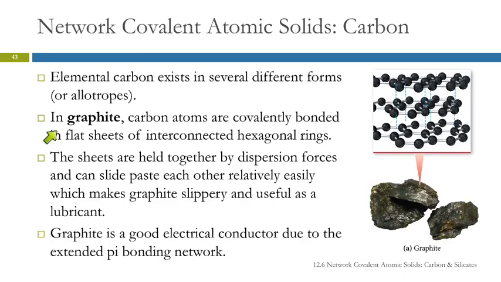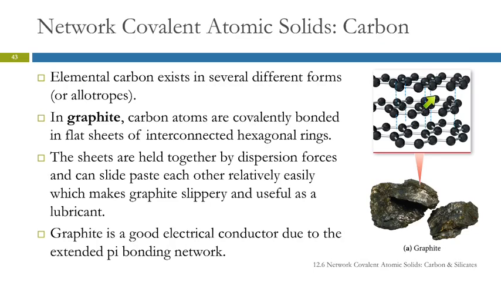So graphite is one. Here's a diagram of the graphite structure, and here are pictures of naturally occurring graphite. Graphite is the stuff that's in your pencil lead, by the way. In graphite, the carbon atoms are covalently bonded to each other in flat sheets containing interconnected hexagonal rings. And so here is one sheet of graphite, and we see there are little hexagons. So we have a two-dimensional sheet, and then here's another one and another one.